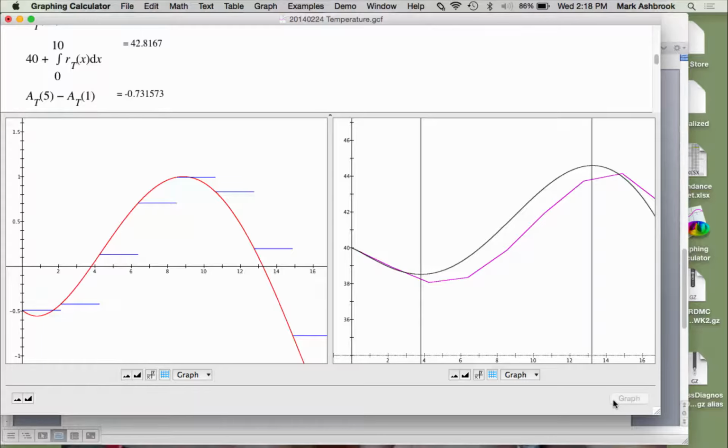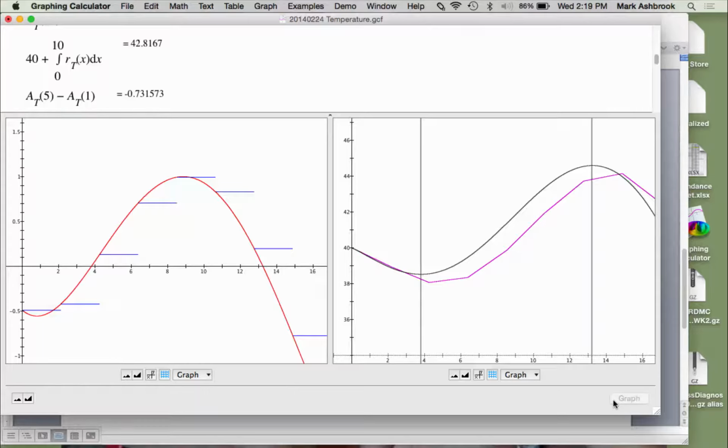Why? What's happening mostly between 1 minute and 5 minutes? Decrease, right? So you get mostly decrease. There's a little increase at the end of that time period, but mostly decrease. Therefore, the temperature in that 4 minute period went down 0.73 degrees.